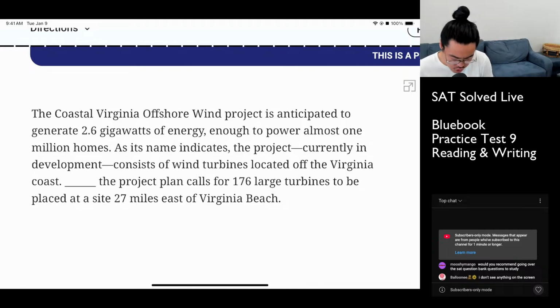The coastal Virginia offshore wind project is anticipated to generate lots of energy. As the name indicates, the project consists of wind turbines, off the Virginia coast. Also, I guess this is just the second fact, right? There's one fact and then another fact.